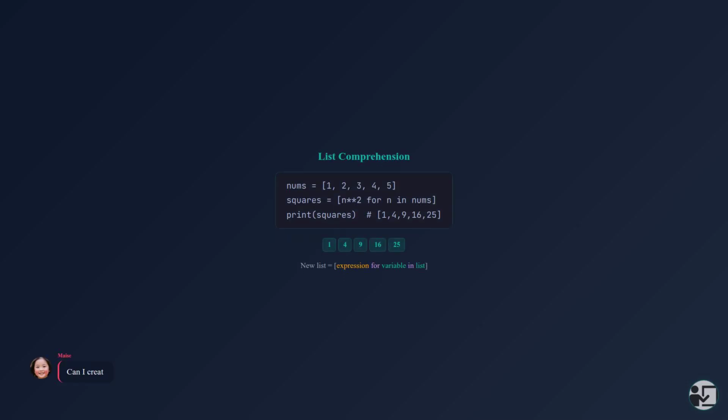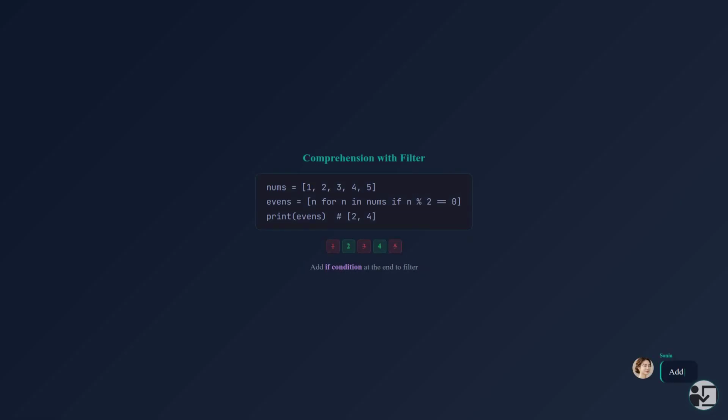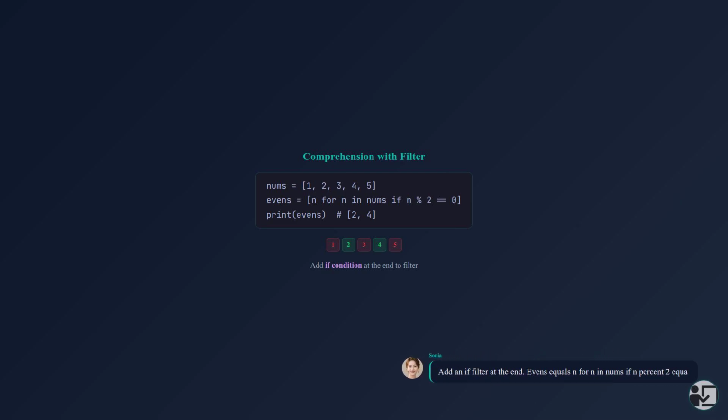Can I create a list from another list? Like squares from numbers? Yes. List comprehension. New list equals expression for variable in original list. Very clean. Add an if filter at the end. Evens equals n for n in nums if n%2 equals 0.